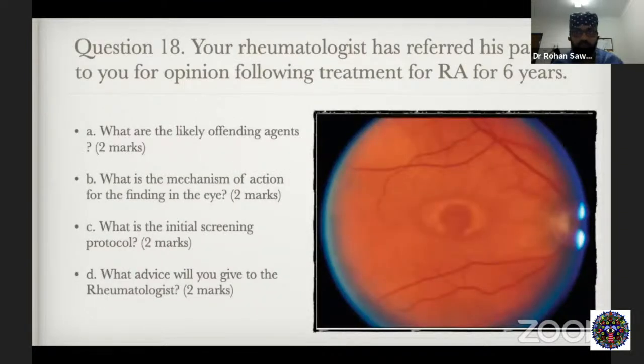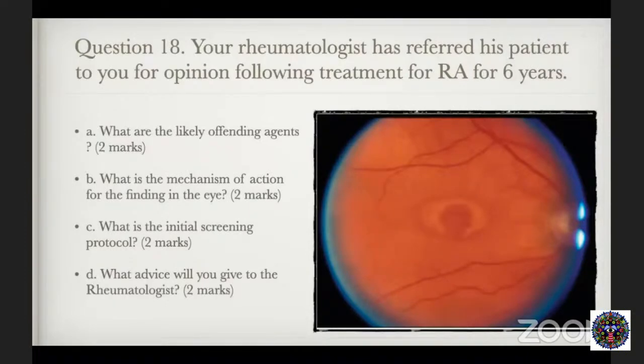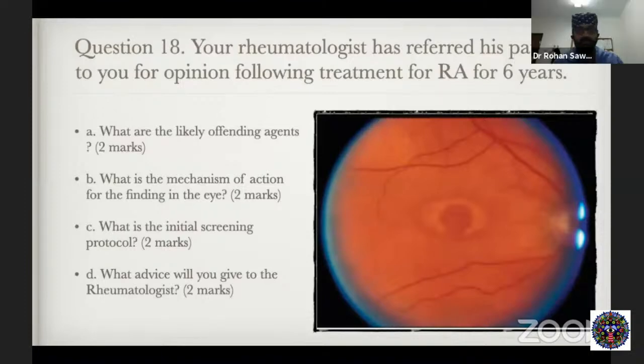Again, your rheumatologist has referred this patient to you for opinion following treatment of rheumatoid arthritis with a drug for 6 years. So what do you think is happening? Chloroquine. Hydroxychloroquine. Yeah. So that's a very straightforward diagnosis. Is either taking chloroquine or hydroxychloroquine for a long time. What is the mechanism of action for this particular finding that you see in the eye? What is happening here?